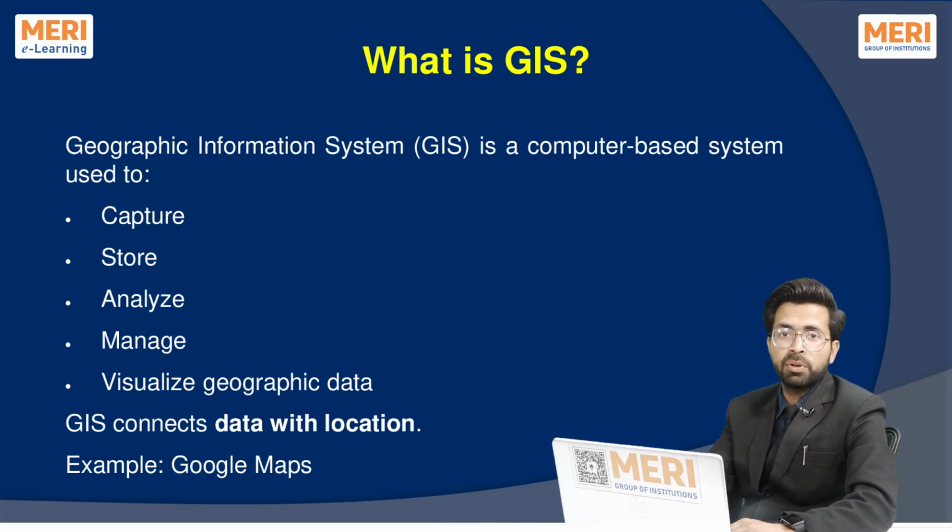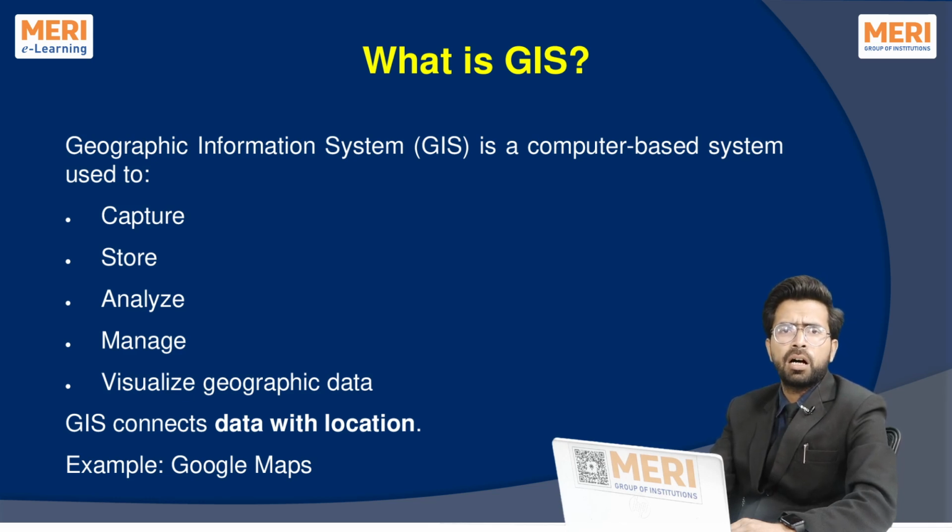A familiar example of GIS is Google Maps, which combines road networks, satellite imagery and navigation algorithms. This demonstrates how GIS integrates multiple data sets to provide useful information.